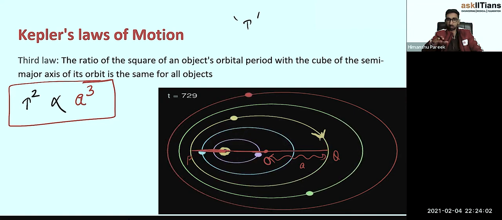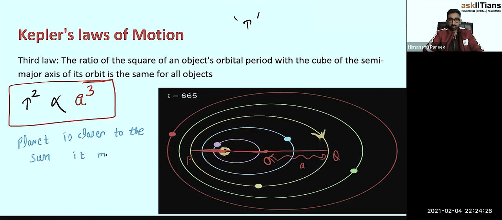See that, so how fast it was. So basically, when the planet is closer to the sun, let us write it here: planet is closer to the sun, it moves faster. And when it is away from the sun, it moves slower.